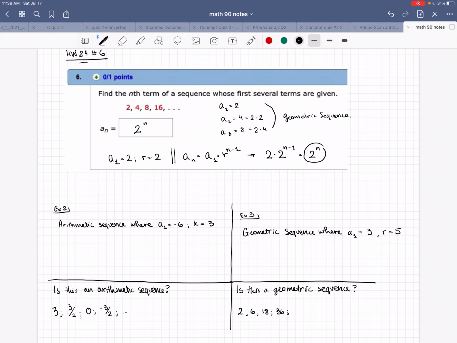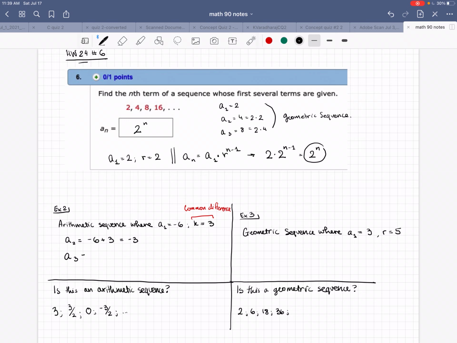So arithmetic sequences are ones where there's a common difference. So k is the common difference between any two terms. And here we're given that the first term is -6. So let's write out the first few terms. So a sub 2 is going to be a sub 1 plus the common difference, which is 3.